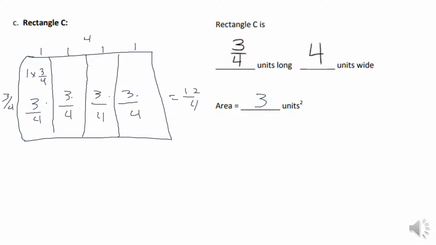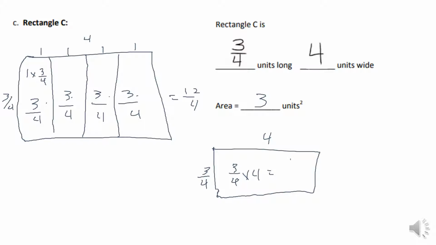Now the other model you could have done, if you didn't like to break it up, we could have gone by 4 times 3/4, which is 3/4 times 4, which equals 12 over 4, which once again would have given us 3 units squared.